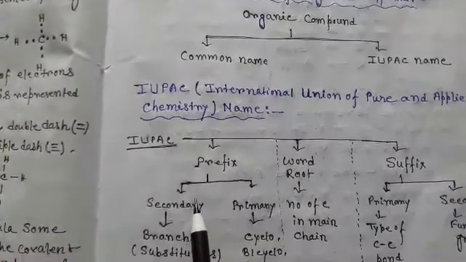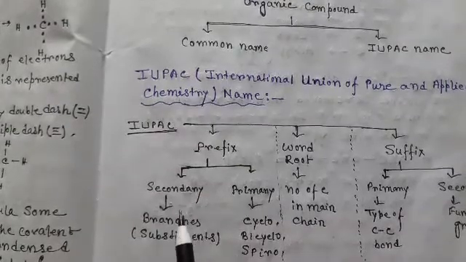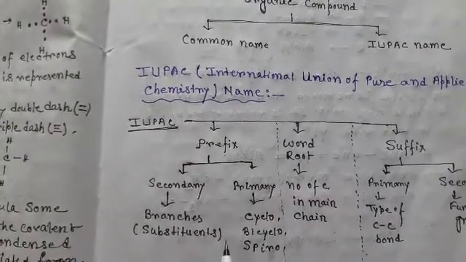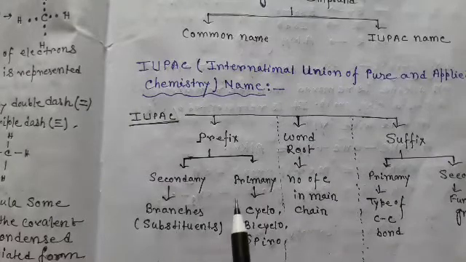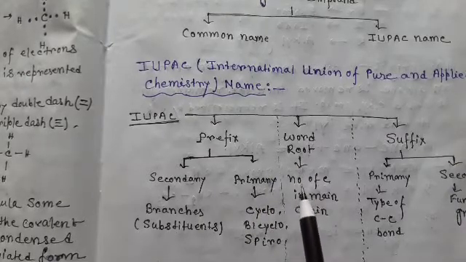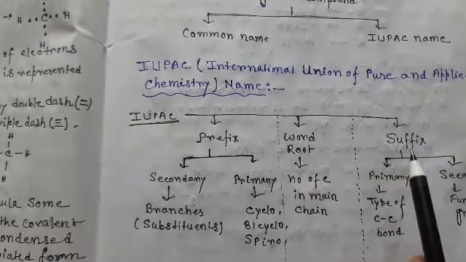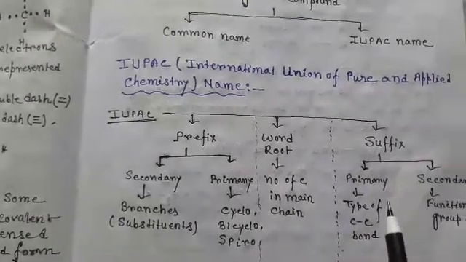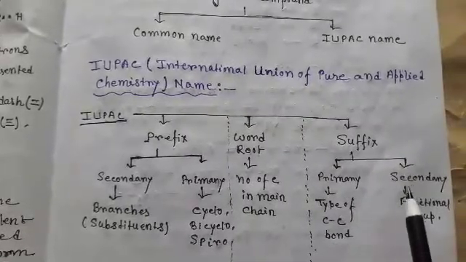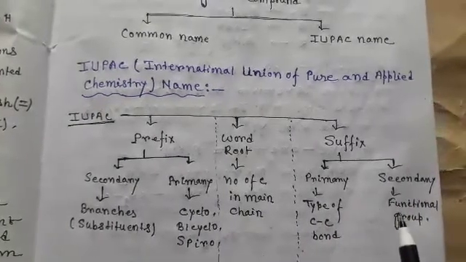Prefix is further divided into two parts, secondary prefix and primary prefix. Secondary prefix represents the branches, that is the substituents, and primary prefix represents cyclo, bicyclo and spiro. Next, the word root. Word root represents the number of carbons in the main chain, and the third one is suffix. Suffix is also divided into two parts: one is primary suffix and another is secondary suffix. Primary suffix represents the type of carbon-carbon bond and secondary suffix represents the functional group.